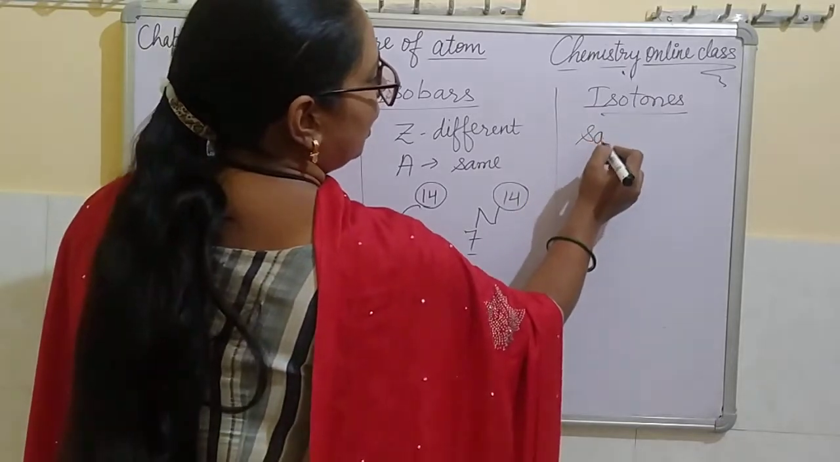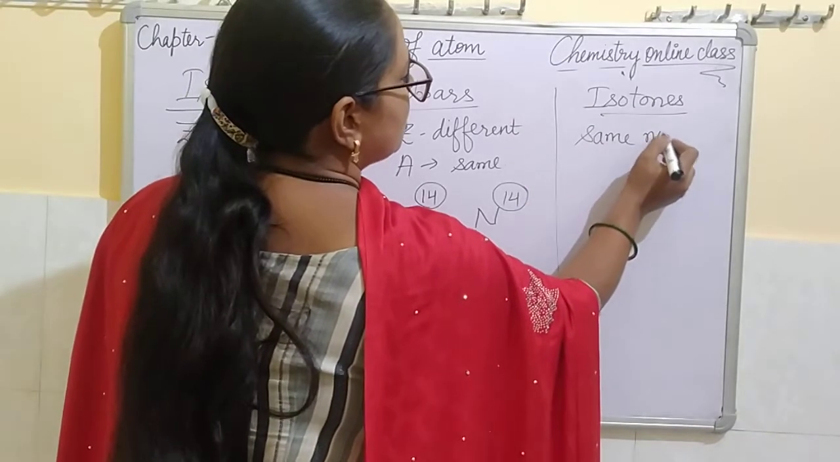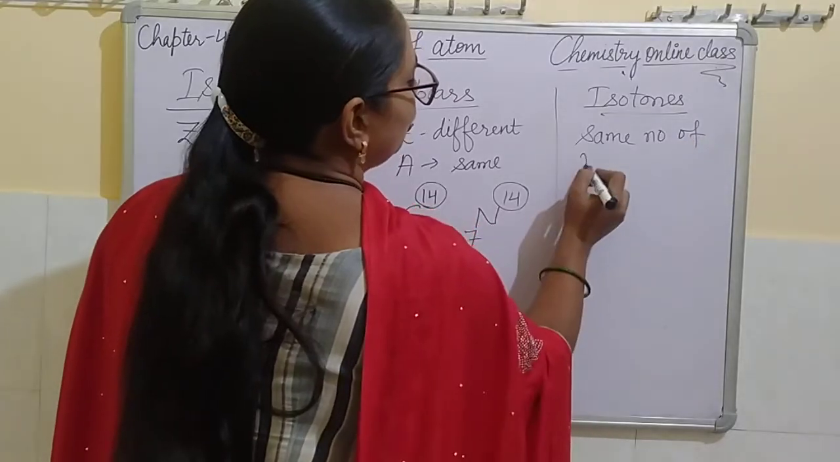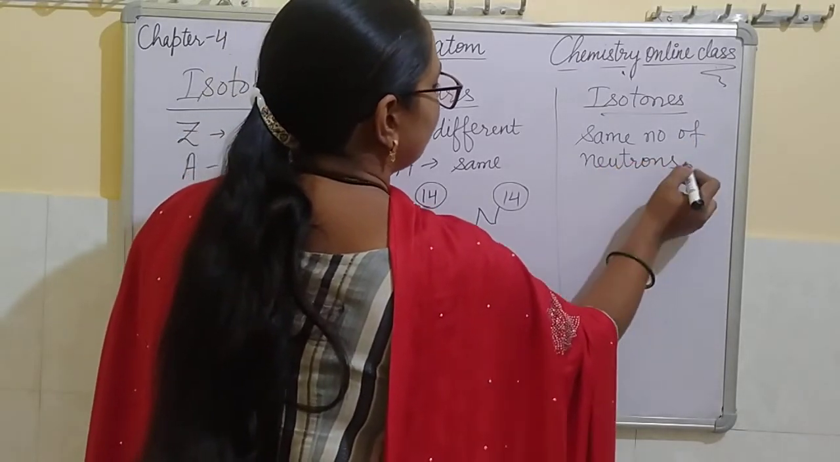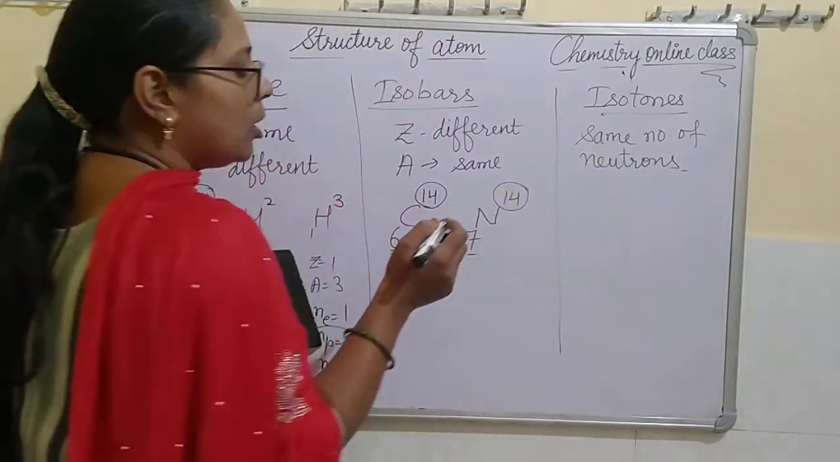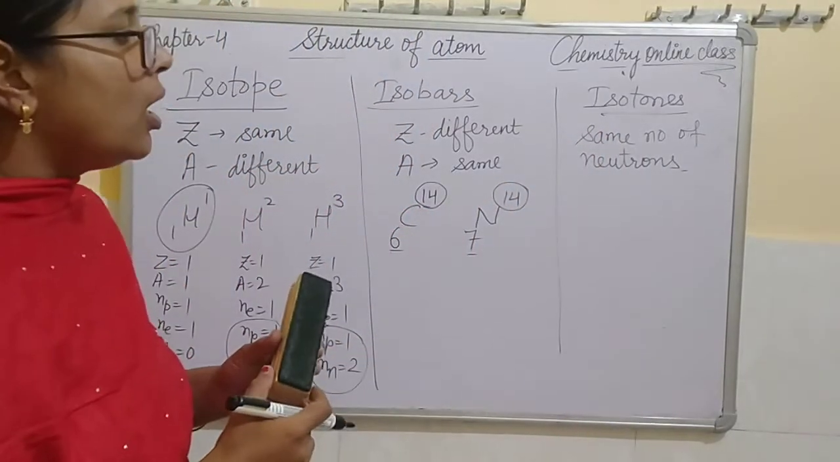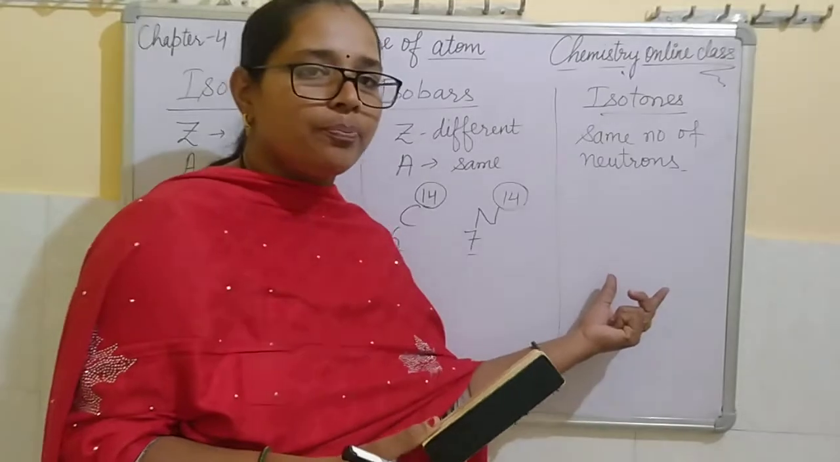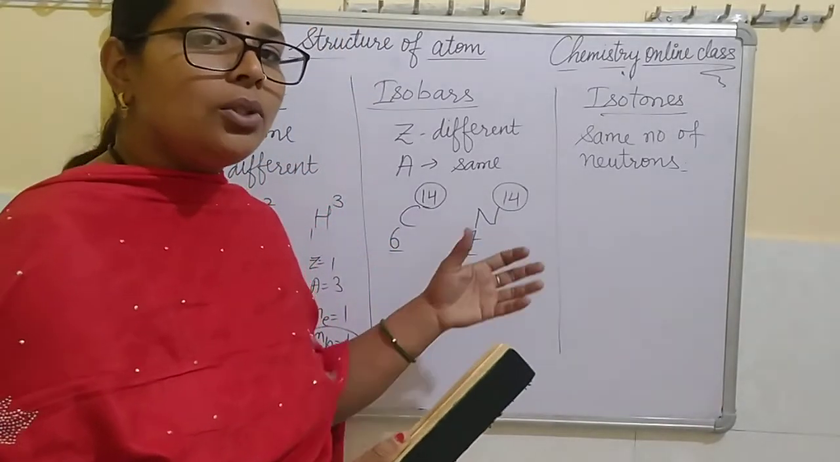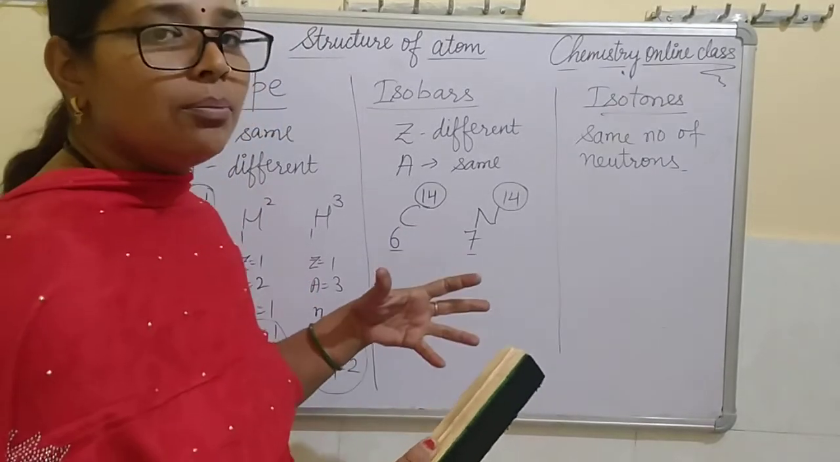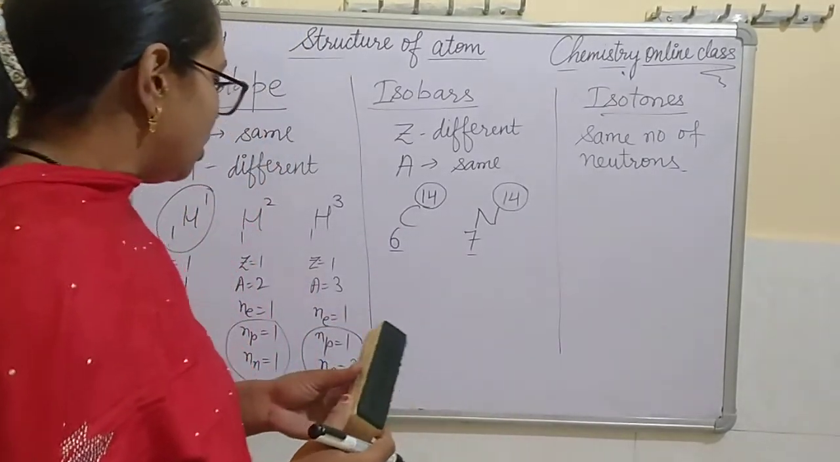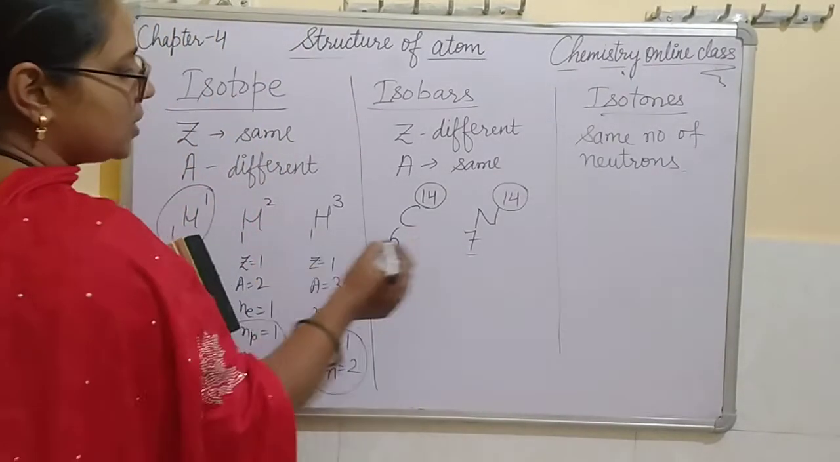Isotones means the elements having the same number of neutrons. The elements which have the same number of neutrons, we call them isotones. When we count their number of neutrons, they come out the same. So these are isotones like this.